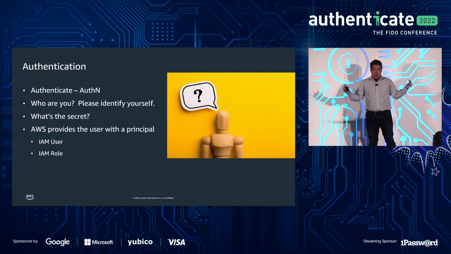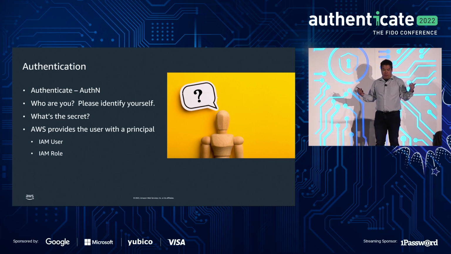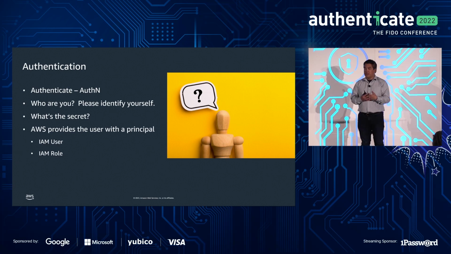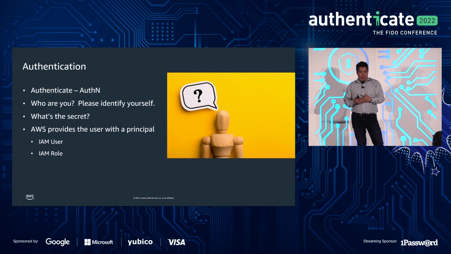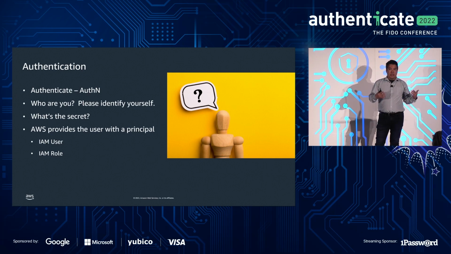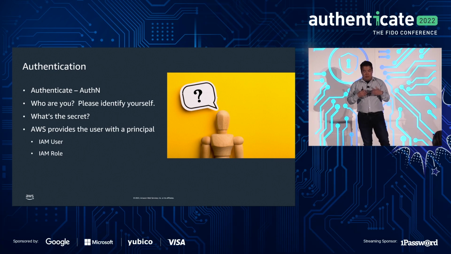Authentication: who are you? Please identify yourself, and then tell me your secret. Now, this secret is obviously some sort of secret that's unique to that identity and that pairs up in some way, shape, or form to allow me to say, yes, you are indeed that person. And in AWS, the principal in this case is an IAM user or an IAM role. We're going to keep talking about that a lot, and eventually you'll see why I keep hammering on and bringing up IAM users and IAM roles in AWS.